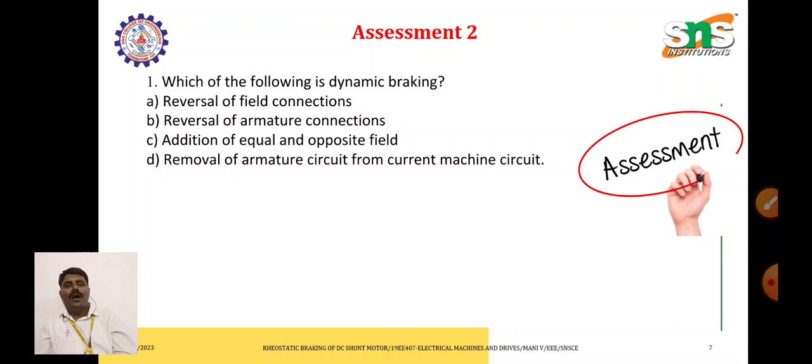Okay. And this is assessment 2. Which of the following is dynamic braking? Reversal of field connection, where we reverse the field connection; or reversal of armature; or addition of an equal and opposite field, where we add one more field winding; or the removal of armature from the machine. Which one is dynamic braking or rheostatic braking? Put your answer in the comment section.